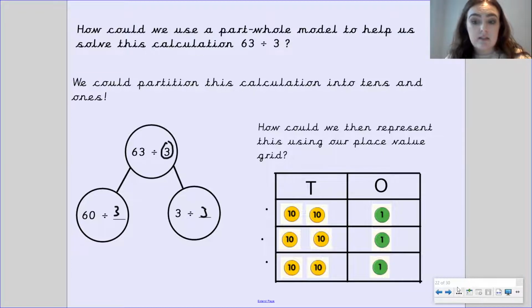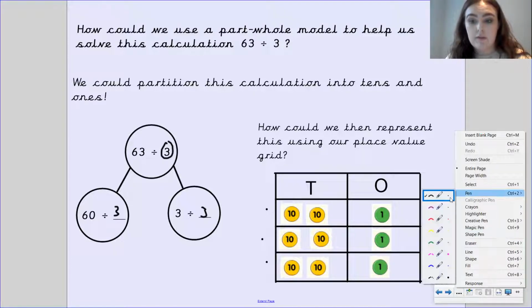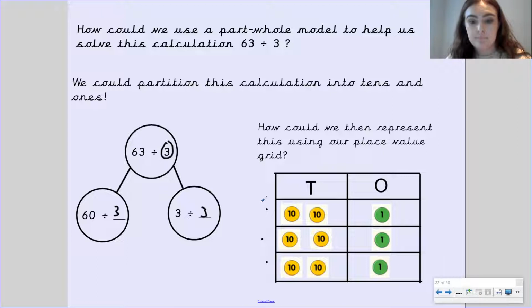What is 60 divided by 3 then? Pause the video to have a think. Well done if you got that 63 divided by 3 is 21. Great work, guys.